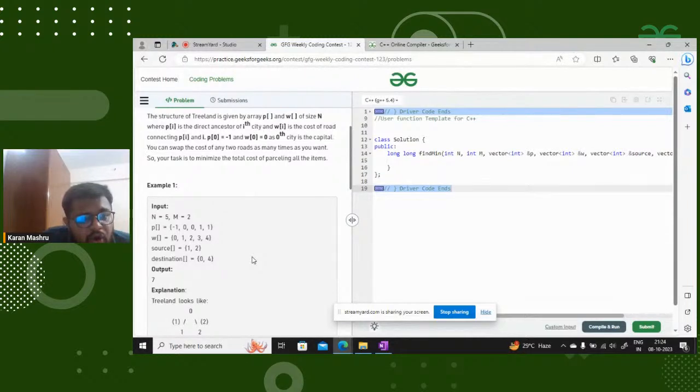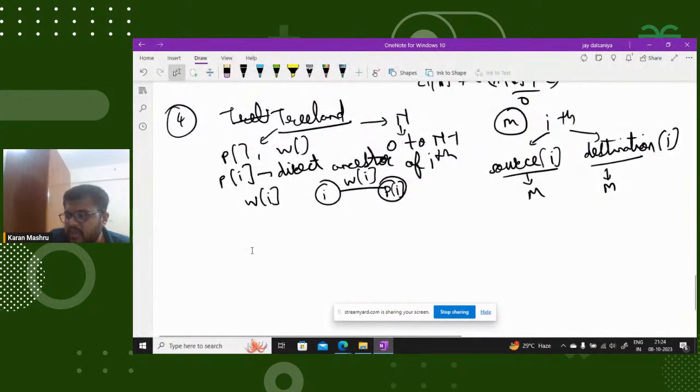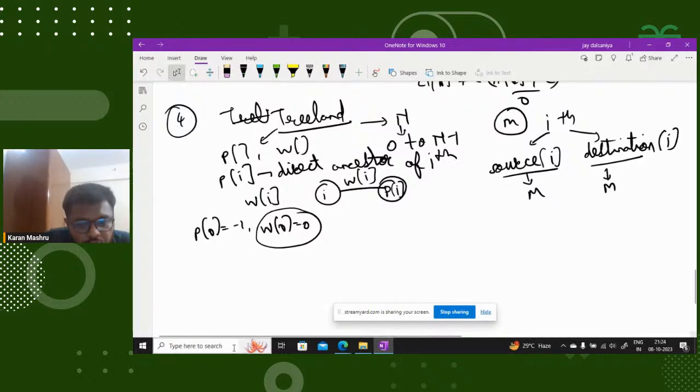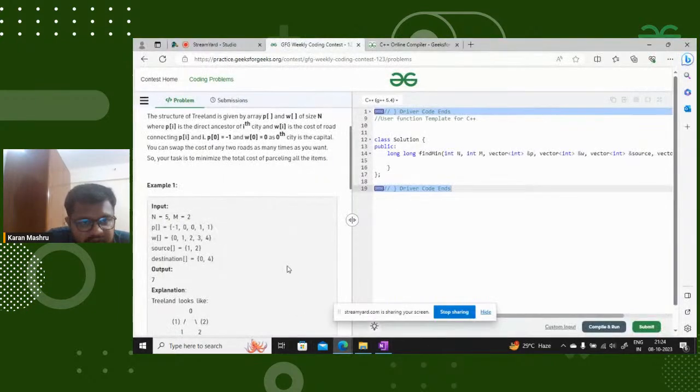And P of 0 equals minus 1 and W of 0 equals 0, as the 0th city is the capital city. There is no parent city of 0, and W of 0 is 0, because if there is no parent city of 0, there cannot be a path from a parent city to 0, and so no associated weight. So it will form a tree where 0 is the root node. We will see now with the help of an example.